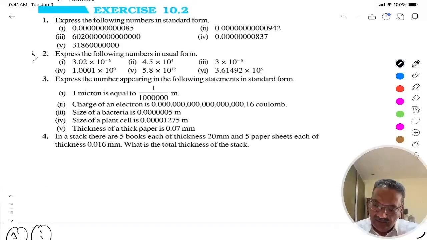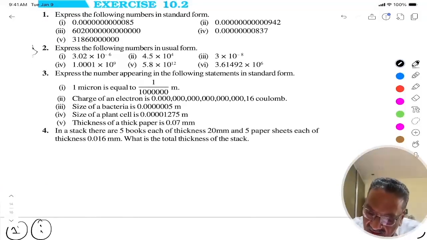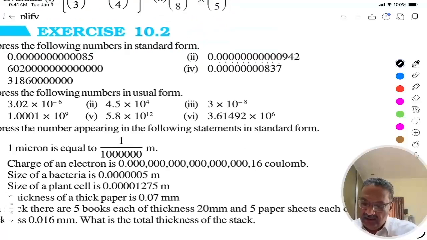Similarly, second one, how many zeros are there? 1 2 3 4 5 6 7 8 9 10 11. Here also 11 zeros are there.